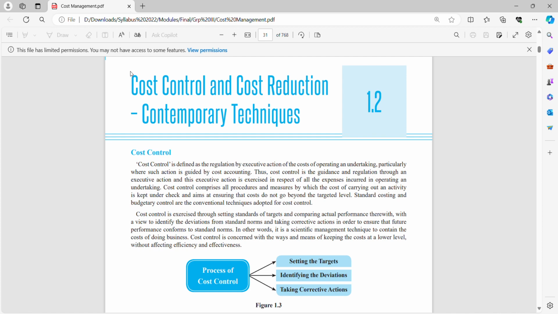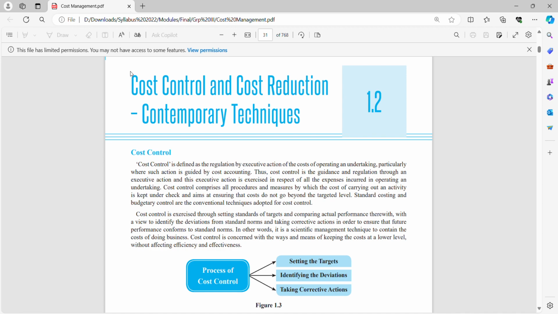So this is nothing but cost control. What is cost control? Cost control is the guidance and regulation through an executive action, and this executive action is exercised in respect of all expenses incurred in operating an undertaking, in a premises, in a factory. Whatever expenses are undertaken, we are having a control over it.